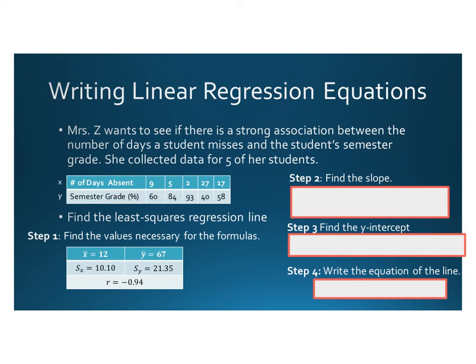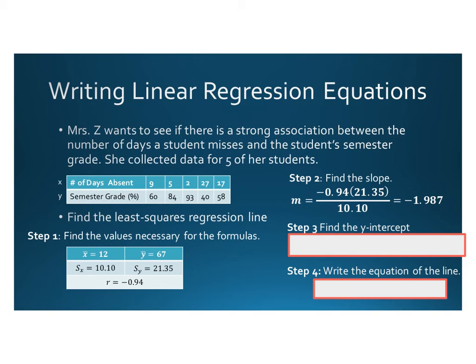Our next step is to find the slope. Remember, for slope, we take the r value times the standard deviation for y divided by the standard deviation for x. Once we use our calculator, notice we get a slope of negative 1.987. Next, we're going to find the y-intercept. Remember, you take the mean for y minus the slope we found in step 2 times the mean for x, which in this case is 12. We type that all into a calculator and get around 90.88844.